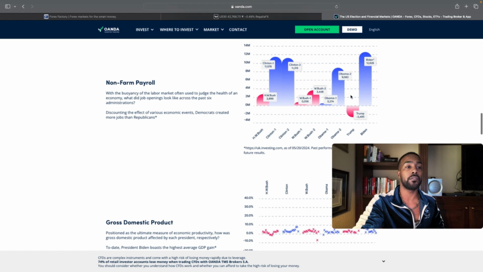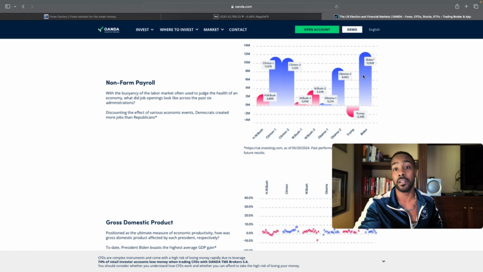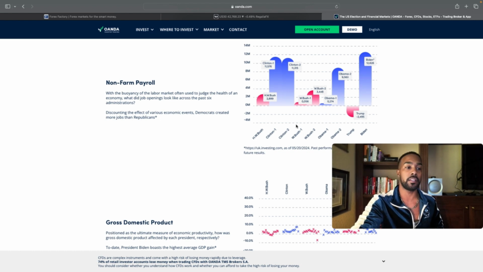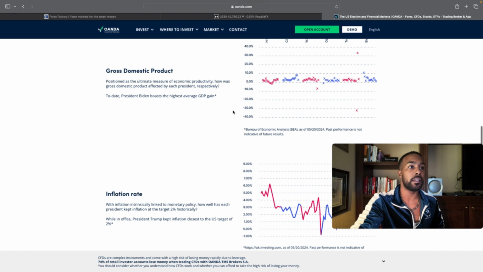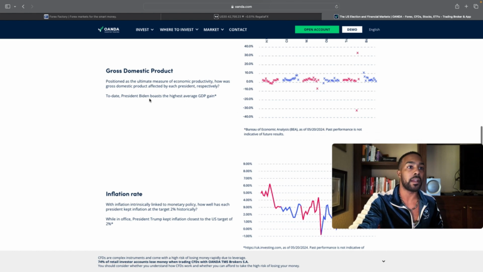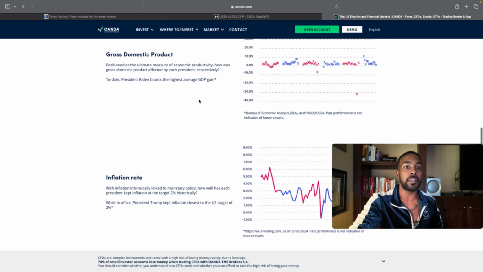Another interesting chart, of course, is unemployment numbers. Unemployment could be a little bit more skewed in the past election cycle because we had COVID. Obviously, the market shut down drastically and then reopened, but it's interesting to see, again, that in the majority of Democrat terms, we had the best overall job numbers. And on GDP, it says that to date, President Biden boasts the highest average GDP gain.